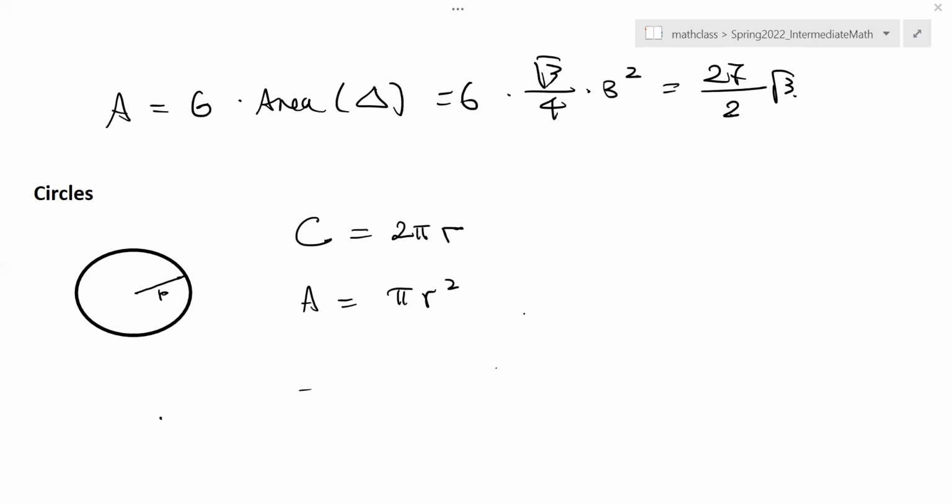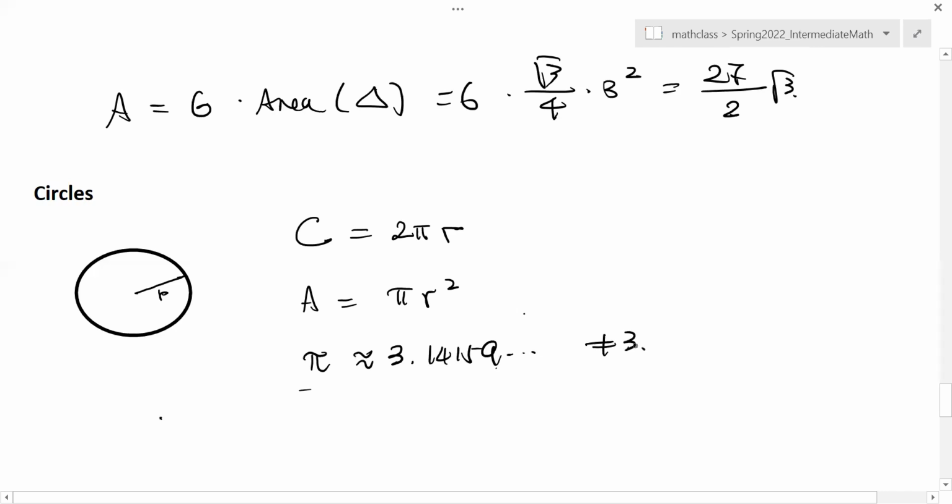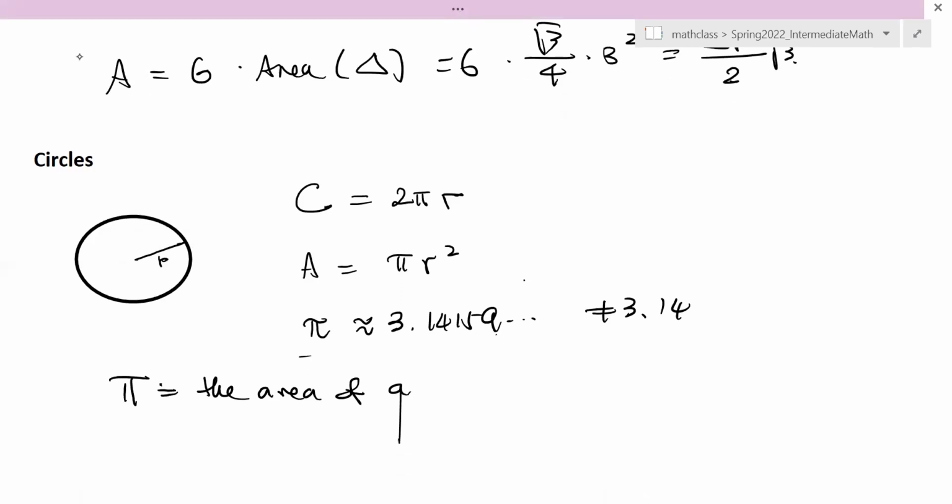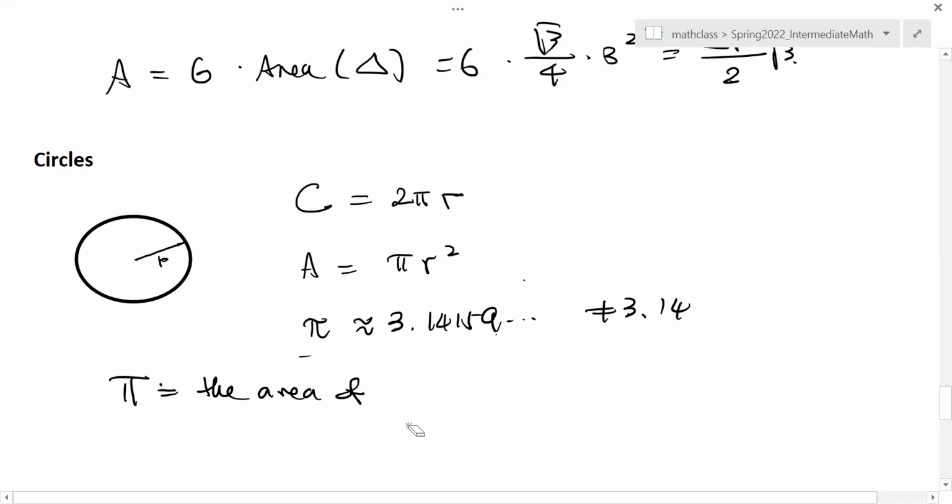And pi is some number approximately equal to 3.14159. It can never be equal to 3.14. Remember, you can only say approximately equal to 3.14, and you cannot say pi is equal to 3.14. In other words, if the radius is 1, pi can define the area of a unit circle, because when r equals 1, the area is just equal to pi.